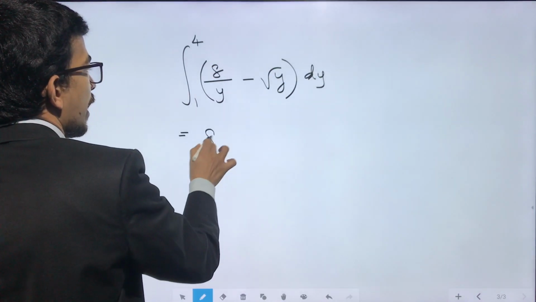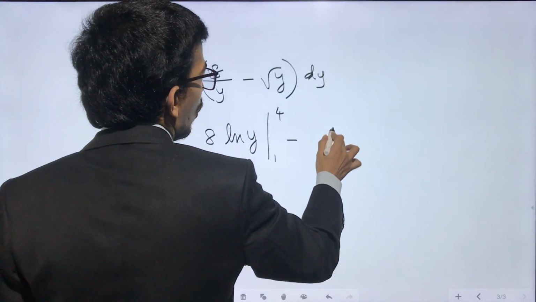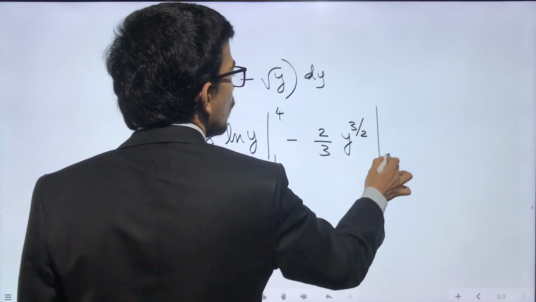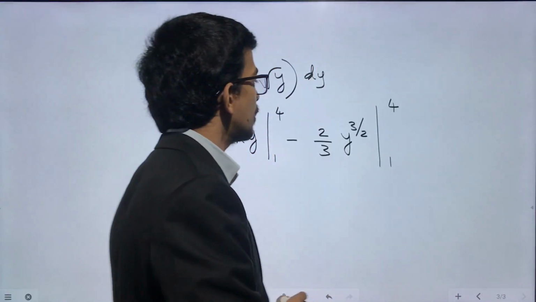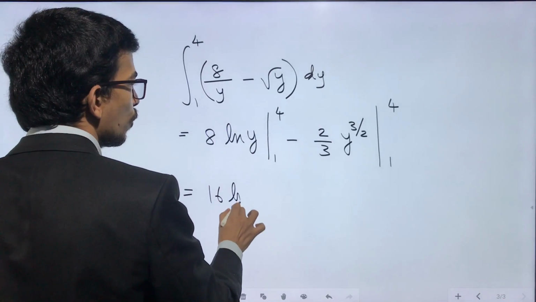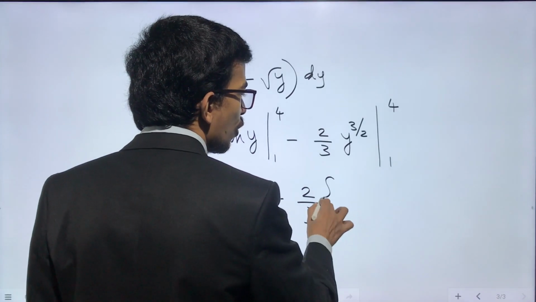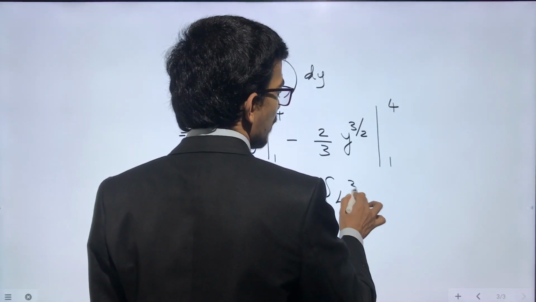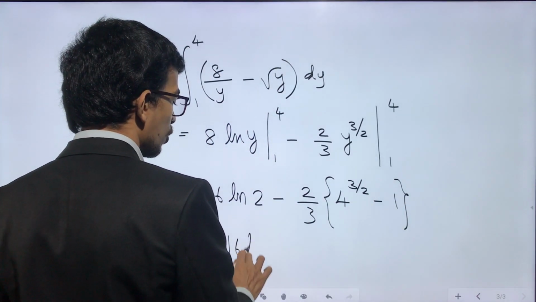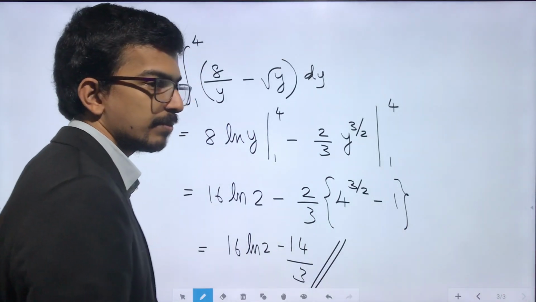So that is going to be 8 log y from 1 to 4 minus y raised to 3 by 2 by 3 by 2, that is 2 by 3 y raised to 3 by 2 from 1 to 4, right? So this is going to be 8 log 4 by 1, so 16 log 2, minus 2 by 3 into 4 power 3 by 2 minus 1, so that is 7. So 16 log 2 minus 14 by 3. Again, you got the same answer, right?